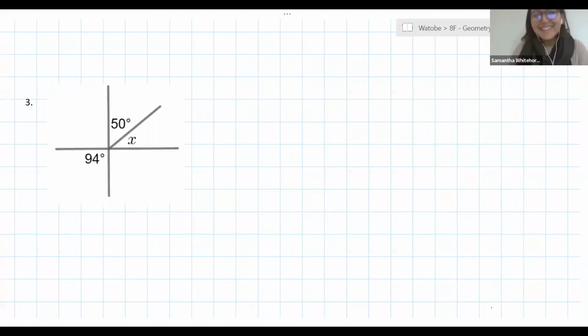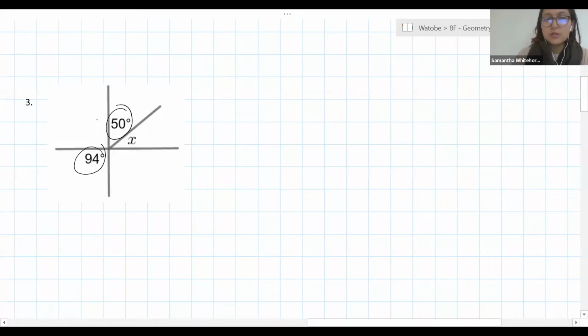So, ma'am, I got the answer as 50 plus 90 is equal to 360 degrees. Okay, so just walk me through what you're doing. Why are we adding the 94 and the 50? Because it's angles around a point.